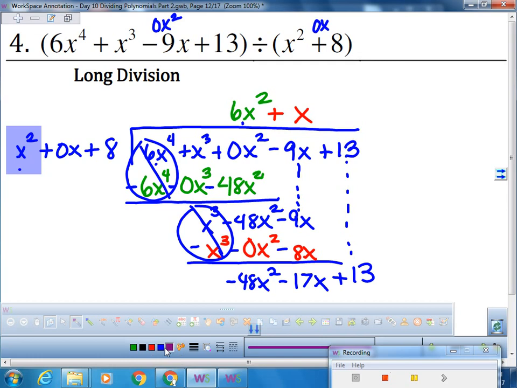What's this one going to be? x squared. What do I need to make it? What do I need to multiply x squared by to get negative 48x squared? Right?